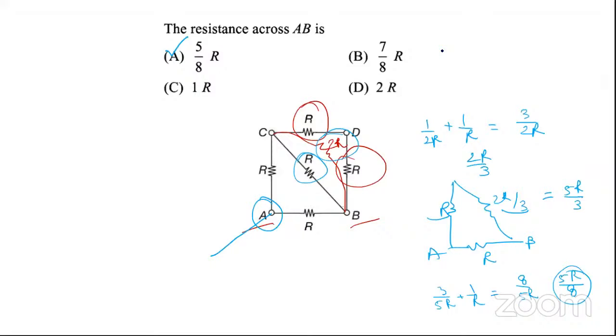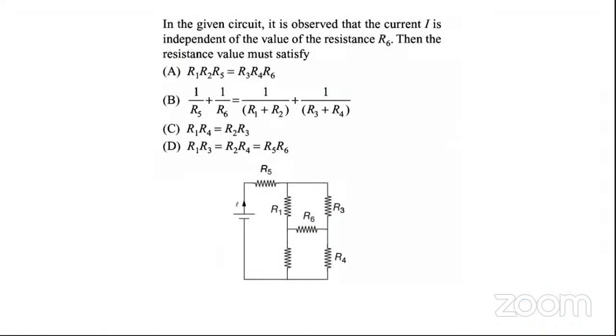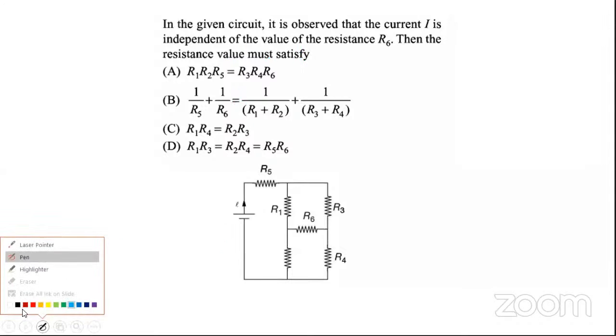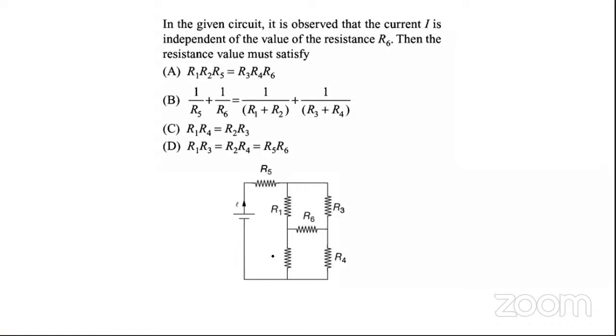Alright, let's just take the last question for today. In the given circuit, it is observed that the current I is independent of the value of the resistance R6. This is R6. Then the resistance value must satisfy. Sorry, there's a misprint in the question. This one is R2.